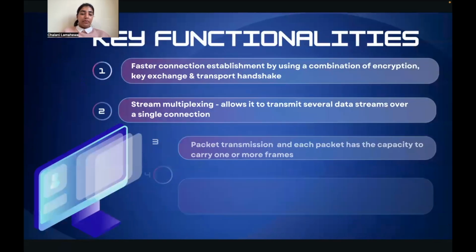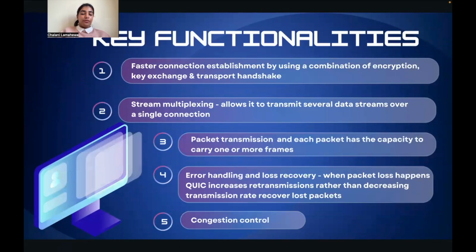And next we can be talking about key functionalities of QUIC. The key functionalities of QUIC are faster connection establishment, stream multiplexing, packet transmission, error handling and loss recovery, and congestion control. QUIC establishes a connection faster by using a combination of encryption, key exchange, and transport handshake. The stream multiplexing in QUIC allows you to transmit several data streams over a single connection, and each of these streams is independent from each other. So a packet loss that happens in one stream doesn't affect any of the other streams.